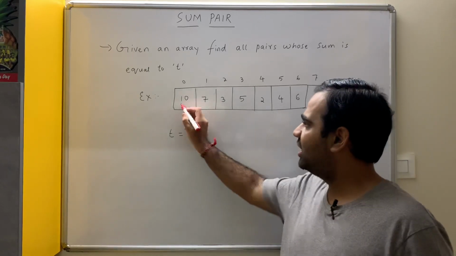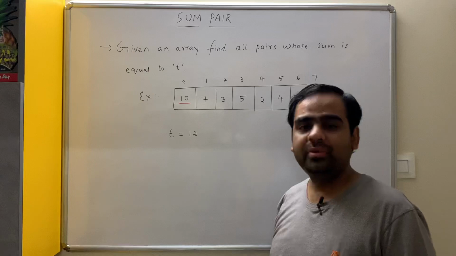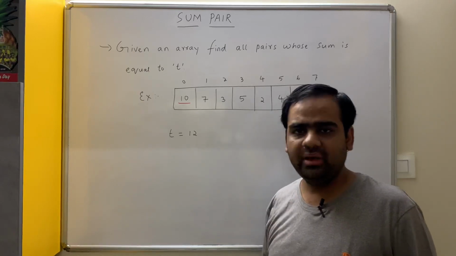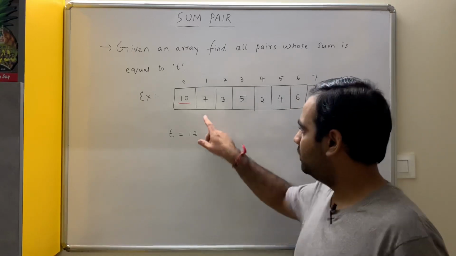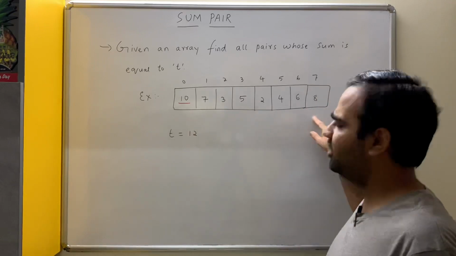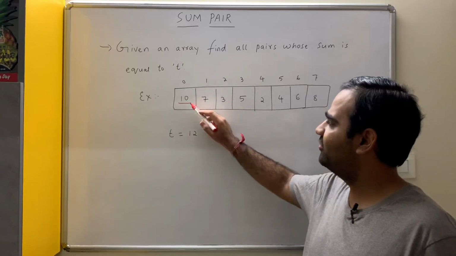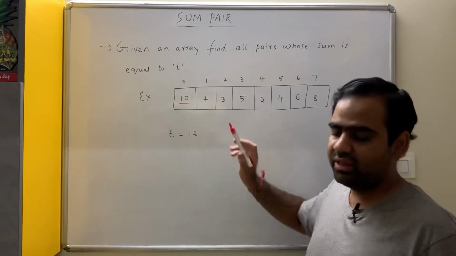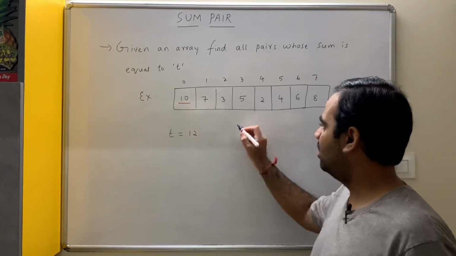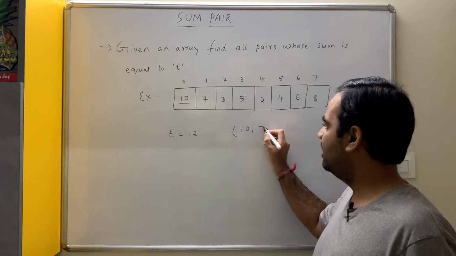Now if I consider 10, what should be the other element so that the sum will be 12? It should be 2. Now find on the RHS sub array, is there anything called 2? Yes. Now searching from here, 10 plus 7 is 17. Therefore I cannot take this as a valid pair.